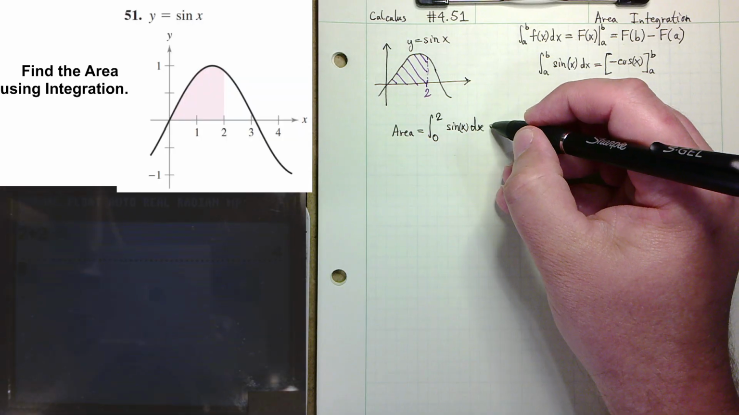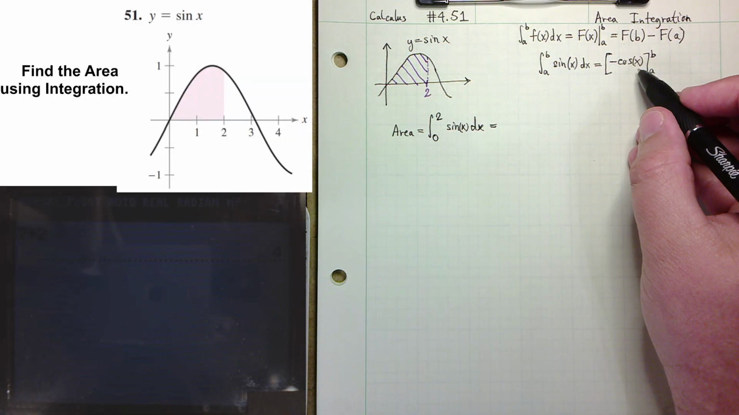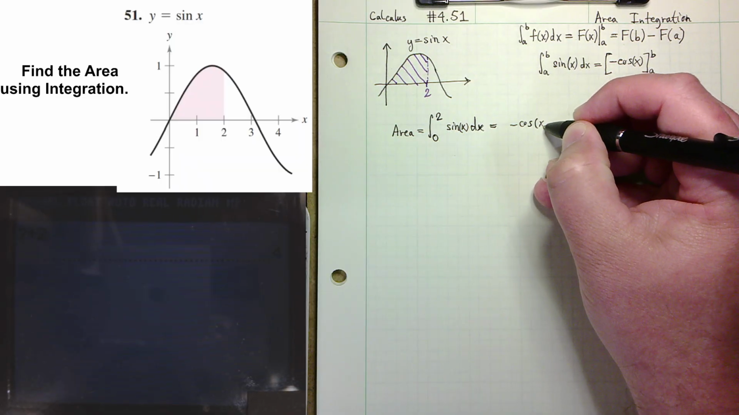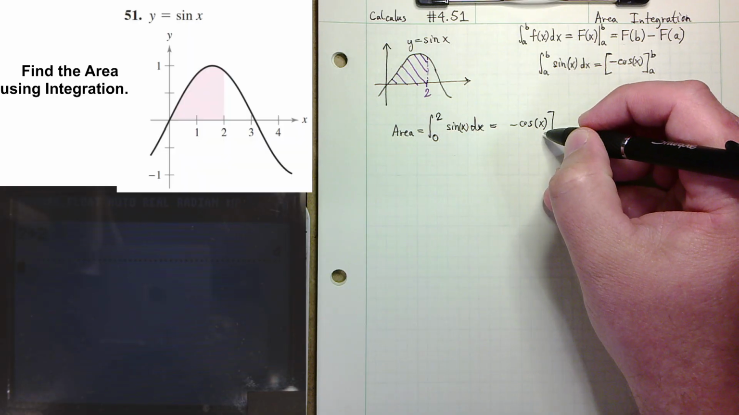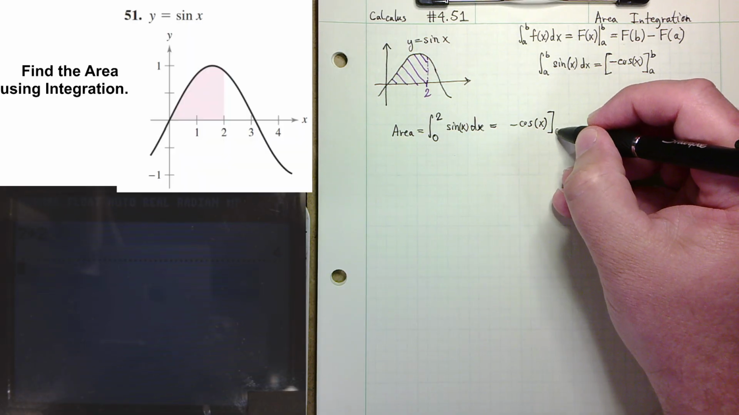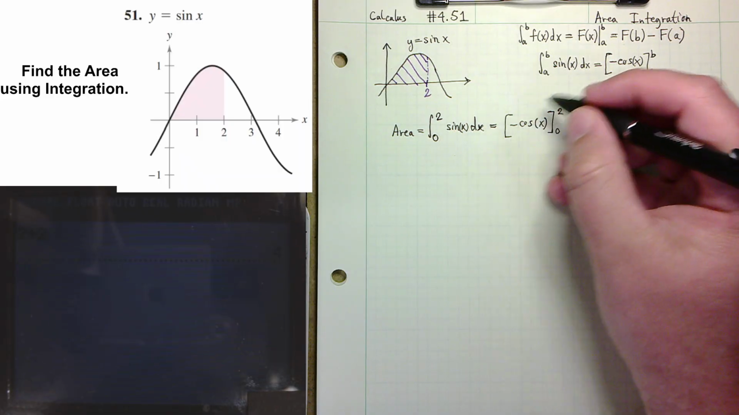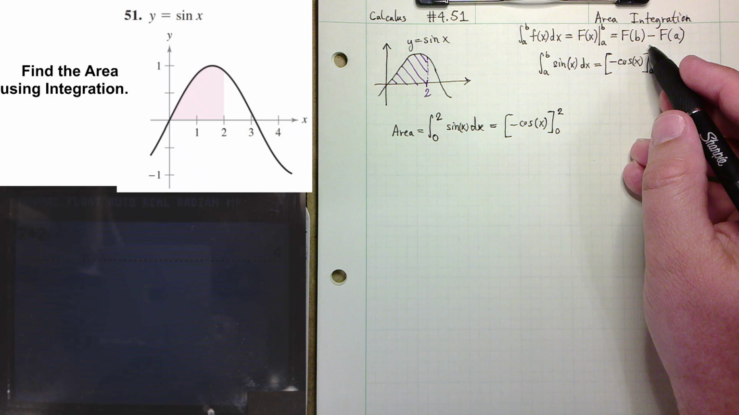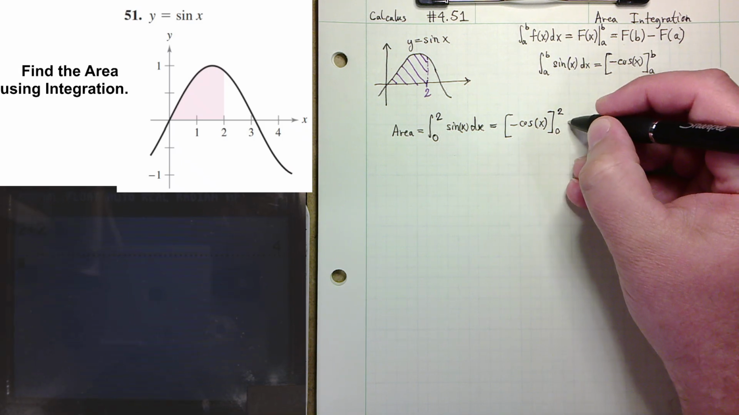Alright, the antiderivative, or the integral of sine, we know is negative cosine. So we get negative cosine of x bounded from 0 to 2. Okay? And now we just use our equation here from the fundamental theorem of calculus. We know that the antiderivative is negative cosine. It goes from 0 to 2.